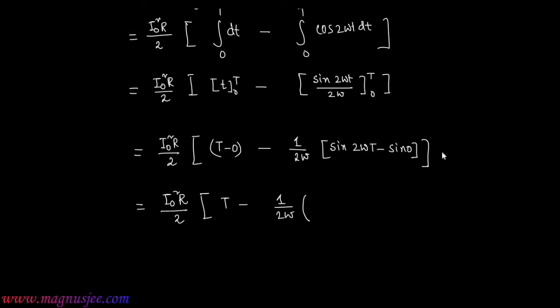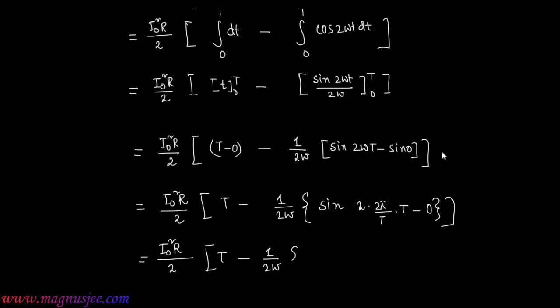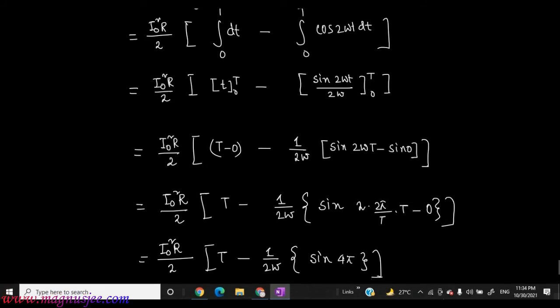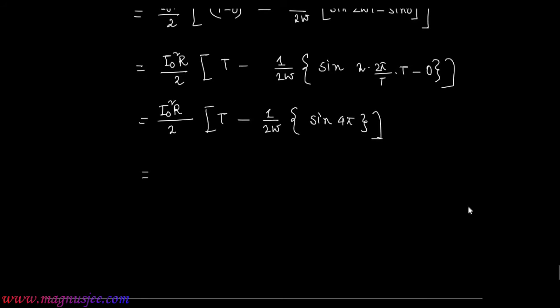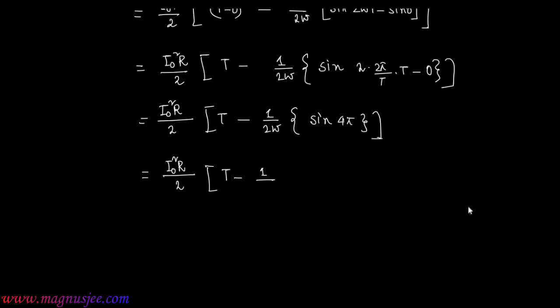Now putting the expression of angular speed omega, in place of omega we can write 2π/T into (t − 0). So I₀²R/2 equals [t − (1/2ω) sin 4π − 0], and we get I₀²R/2 into [t − 1/2ω] sin 4π, and sin 4π is 0.